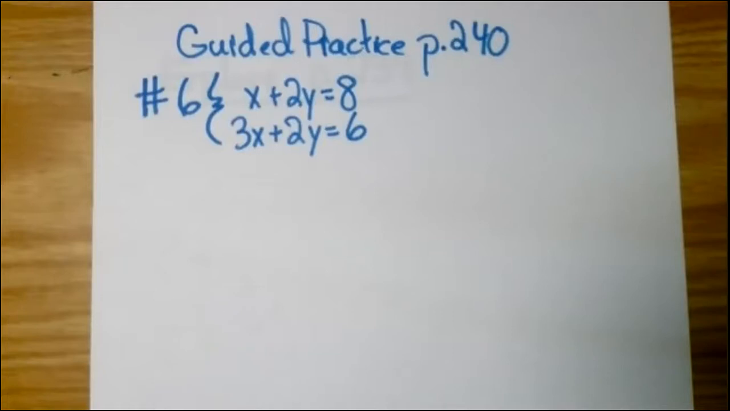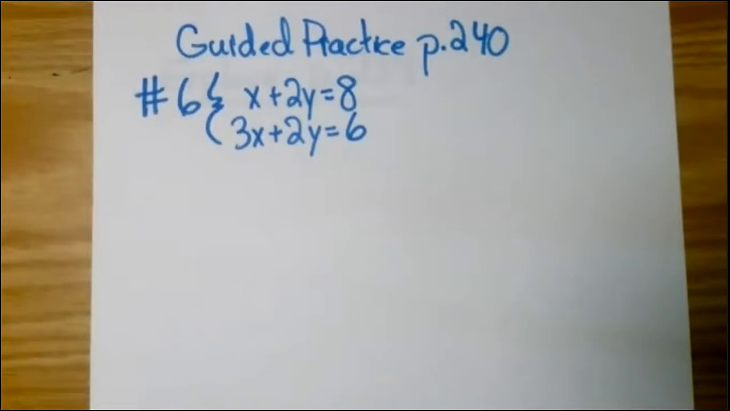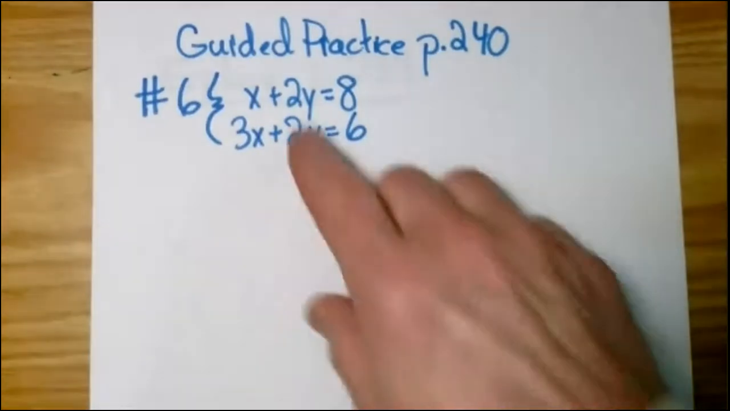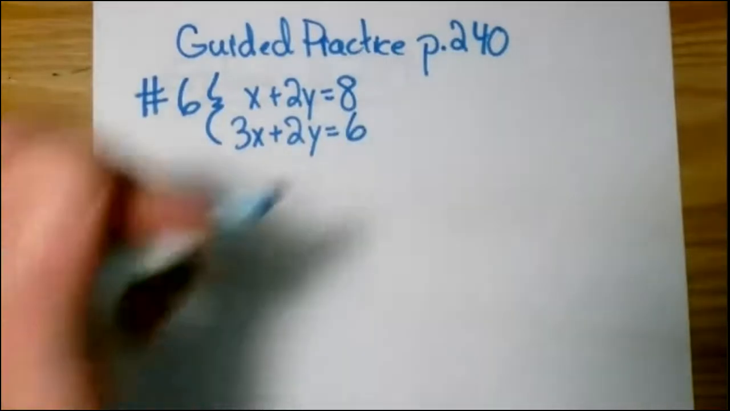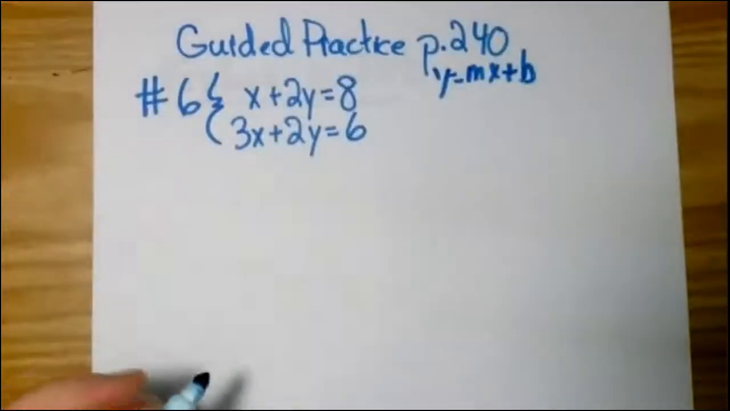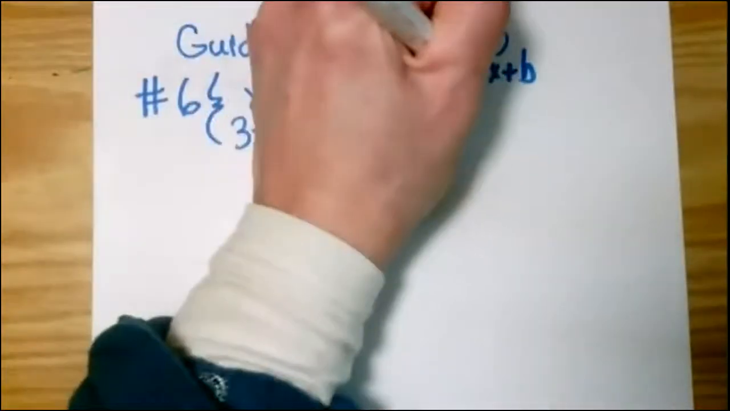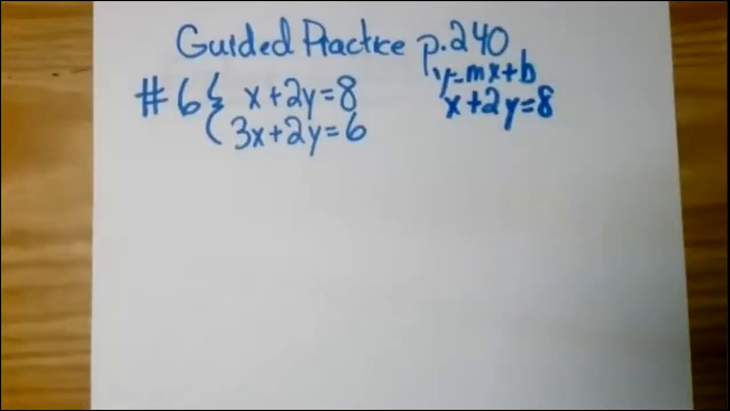So they're both in standard form. We have to get one of them into y equals mx plus b form. I'm going to use this one. It seems easier. Could use the other one just as well. So in order to get that into y equals mx plus b form, I'm going to manipulate the equation using my algebra skills. So I want to get y by itself.